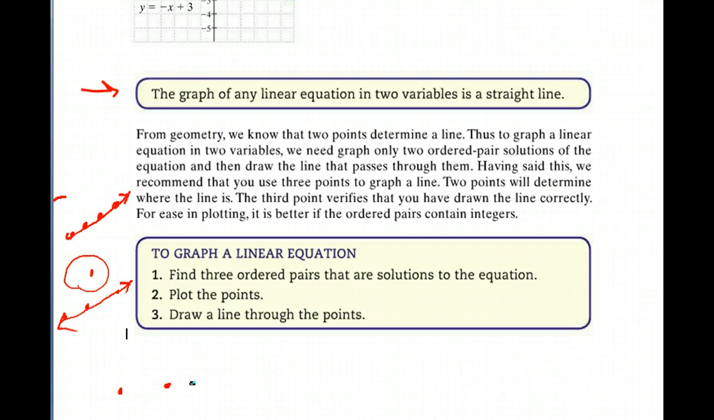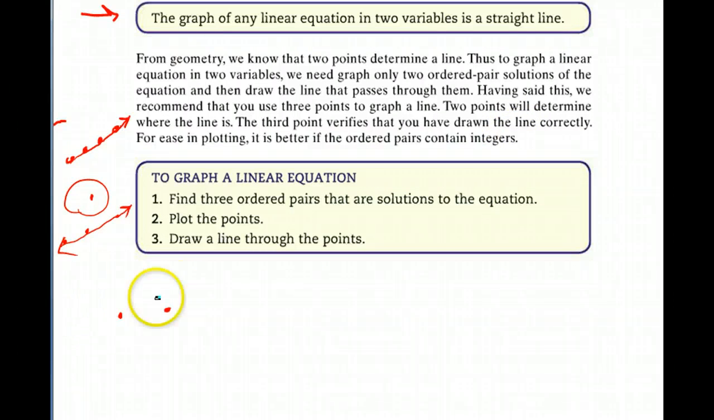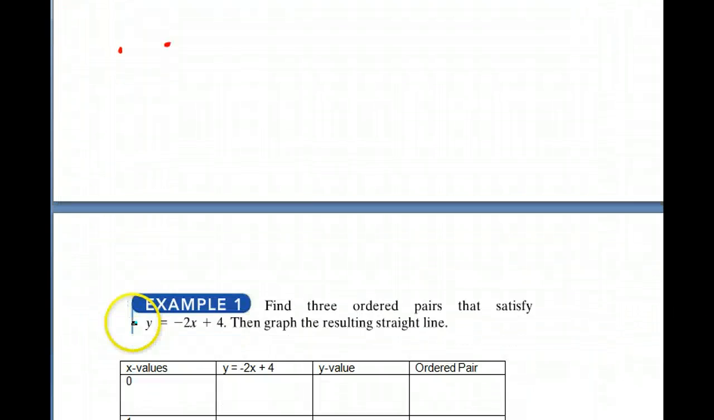So our little directions here are in this little bubble with the steps 1, 2, 3. To graph a linear equation, we're going to find 3 ordered pairs that are solutions to the equation, plot the points, and then we draw a line through the points.